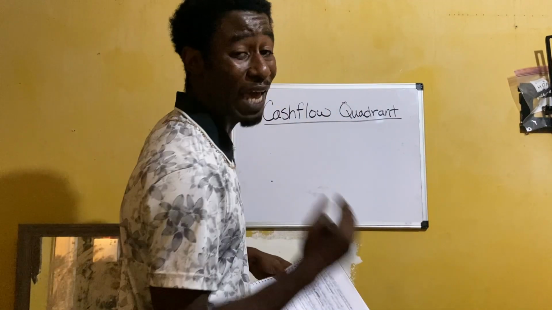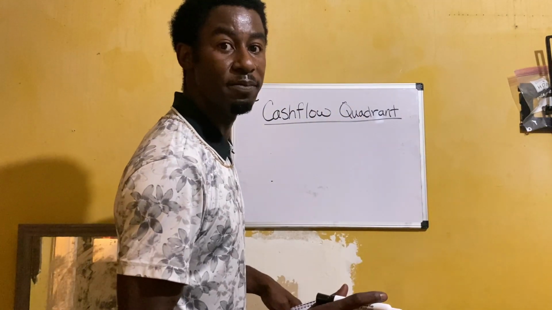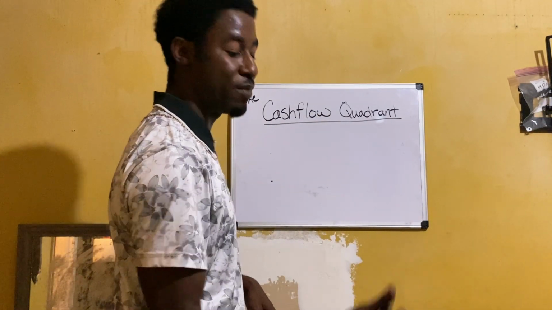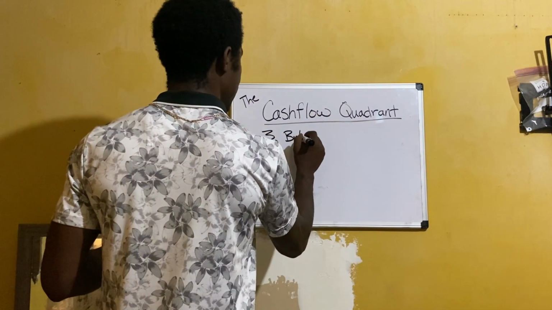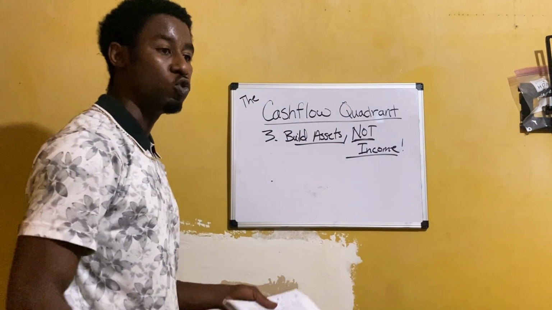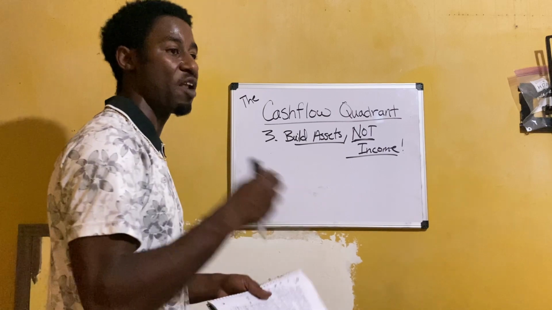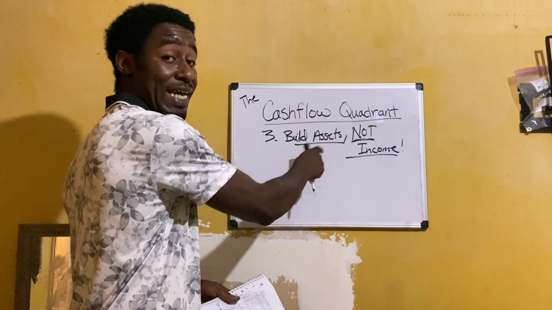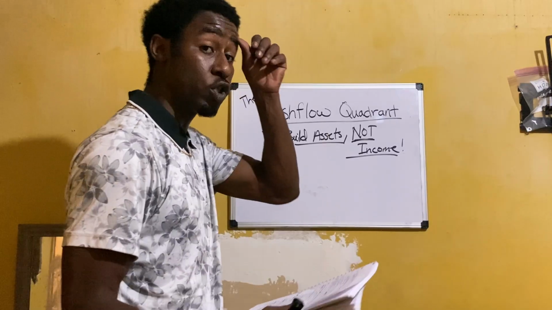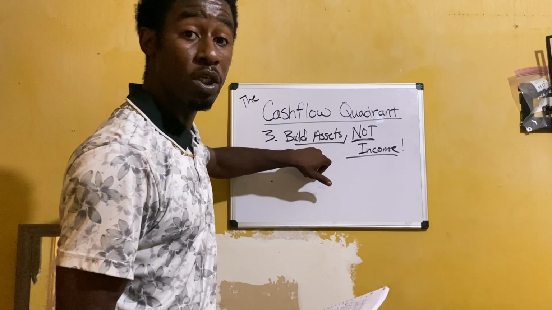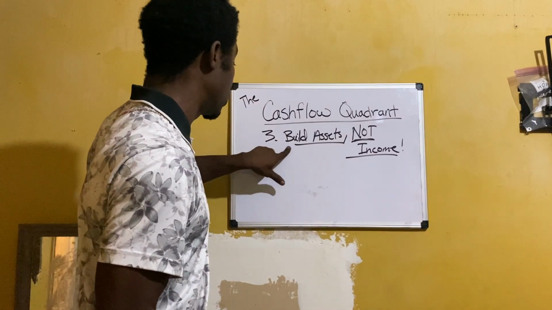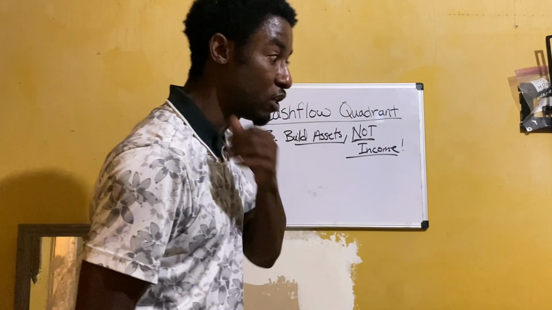Number 3, build assets, not income, right? Why do you think we invest and put stuff in our savings before we pay our bills? Number 3, build assets, not income. Meaning, I don't care about you vying for a raise and trying to make more money. Focus on building assets, because there's only so much money you can force yourself to make without those money building vehicles, right? Assets are just money transference vehicles.